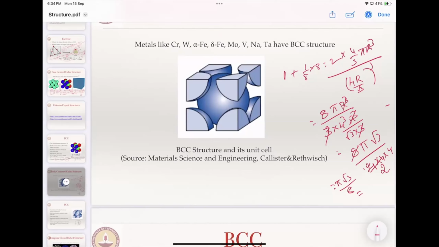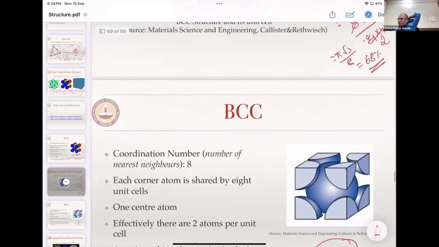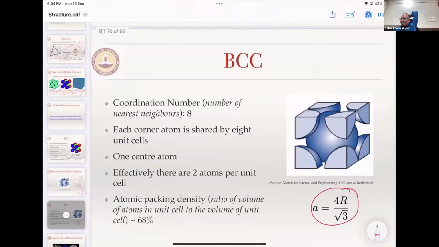This is 0.68, so that is 68%. So that is the volume occupied, that is the atomic packing density of a BCC unit cell. Yes, the length is equal to root 2, correct?